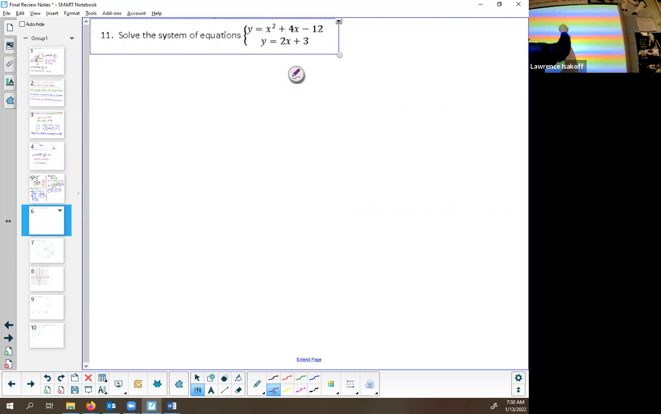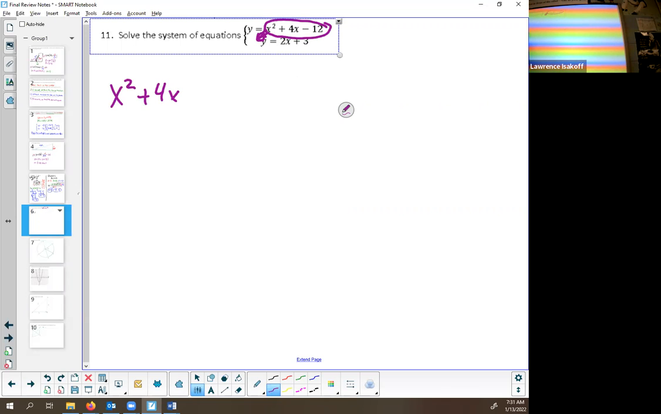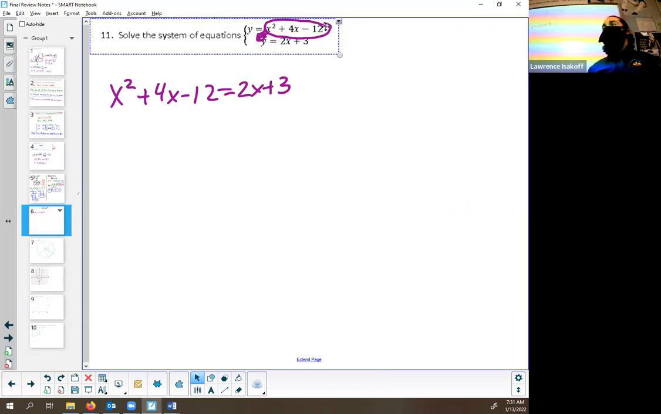So remember, with substitution, since they're both y equals, I can essentially set them equal to each other. So this is going to replace the y in the other equation. So I can say x squared plus 4x minus 12 equals 2x plus 3. That's us doing substitution like we did in the very first marking period. In fact, I think it was around week 2 or 3 of marking period 1 that we did this. So all I'm doing is setting these equal to each other.